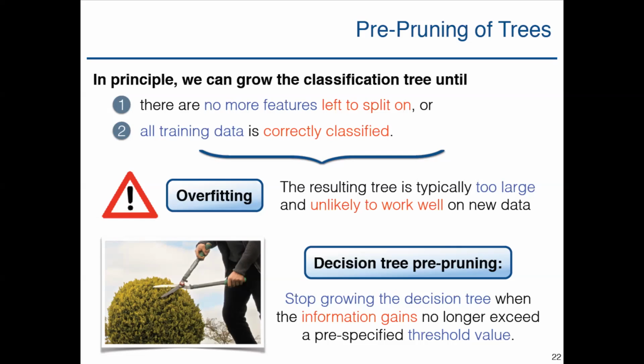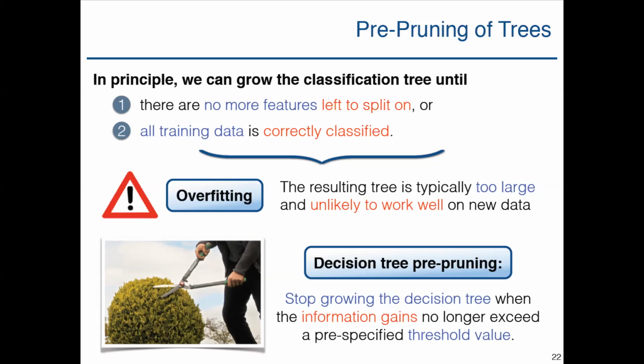But here the problem is, if we just keep building this tree until we have one of these two conditions, the resulting tree in almost every case when you have a large enough data set is going to be very large, and it's not going to work very well on new data because of this problem that we have discussed earlier many times, the overfitting problem.